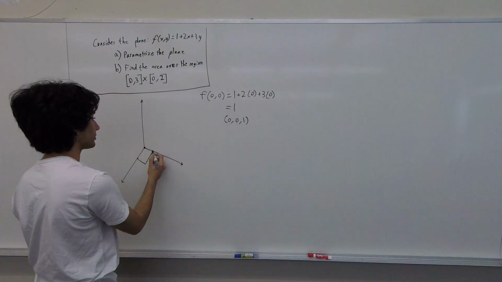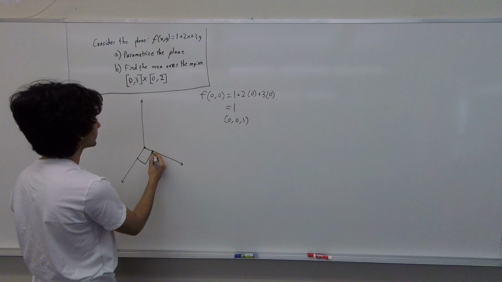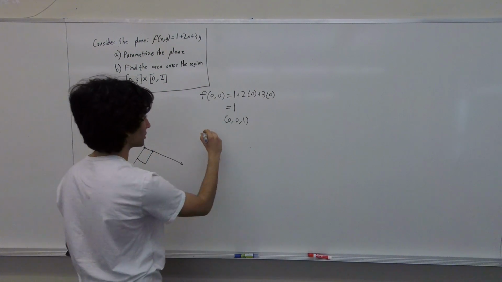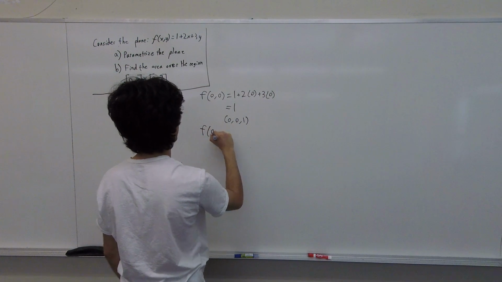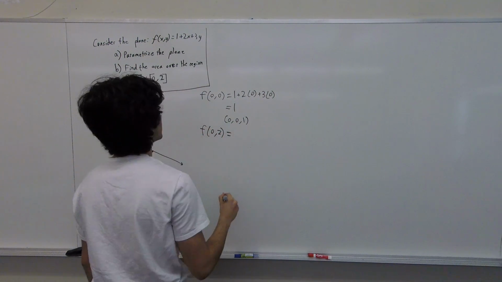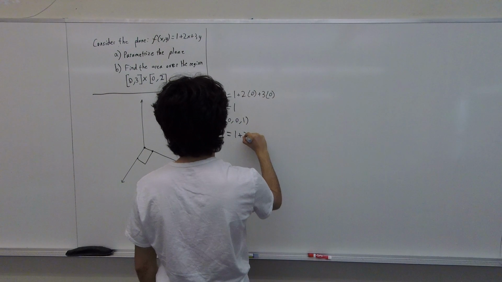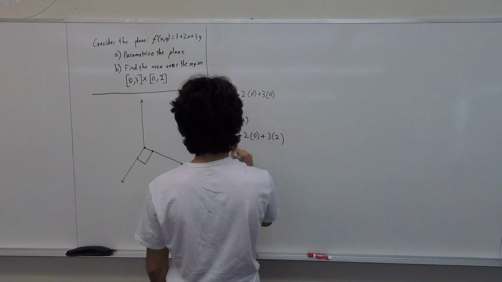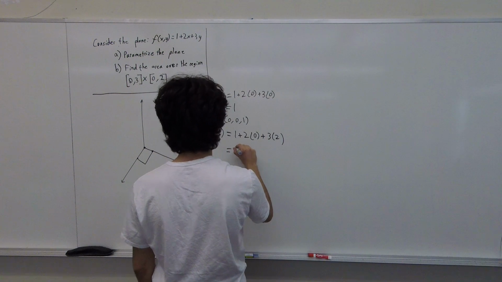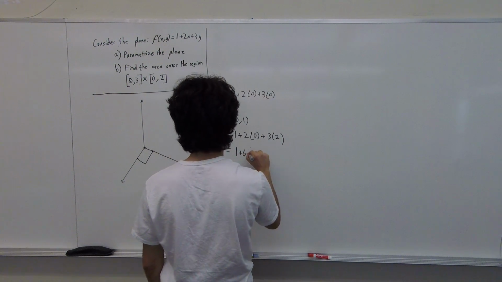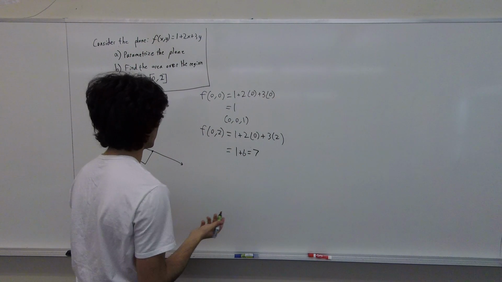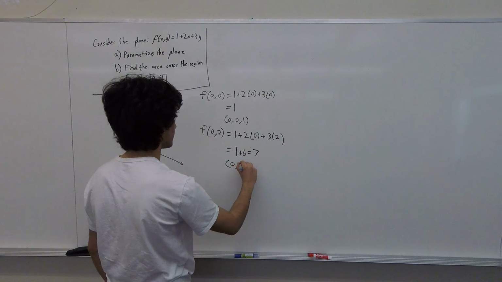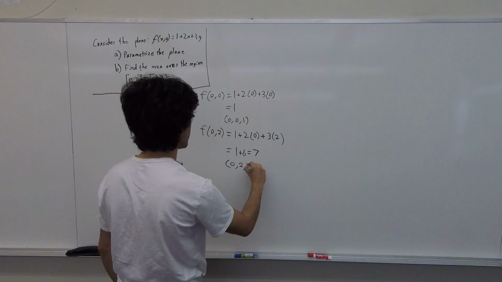What about at this corner? Here x is 0, and the y value is 2. So we want to take f of 0, 2, which equals 1 plus 6, and we have another point. x is 0, y is 2, z is 7.